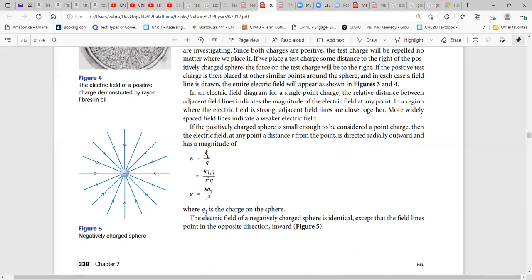Electric field is force per unit charge, so force divided by q. You know the force is kQ1Q2 divided by r squared. If you divide it by q, the q's cancel, and this is what we have. The electric field is kQ1 divided by r squared. Make sure this Q1 is the charge there. This is the electric field that the charge Q1 forms around itself.